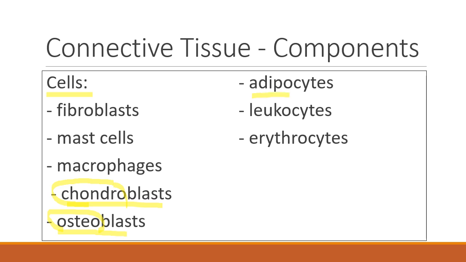Adipocytes, adipose means fat, so they're the cells in fatty tissue. And then we have leukocytes and erythrocytes. Leuko means white, erythro means red, so these are white blood cells and red blood cells. And so those are the cells in the blood connective tissue.